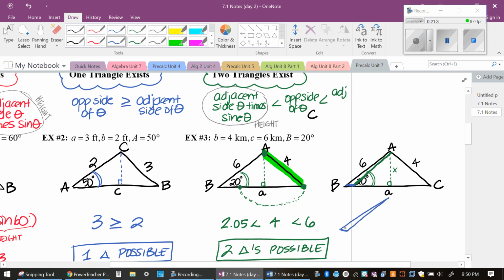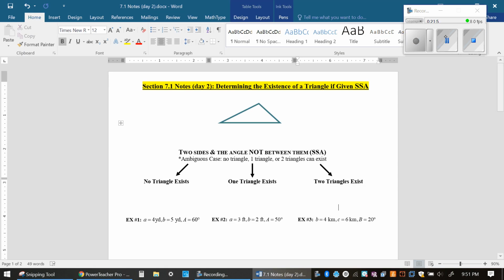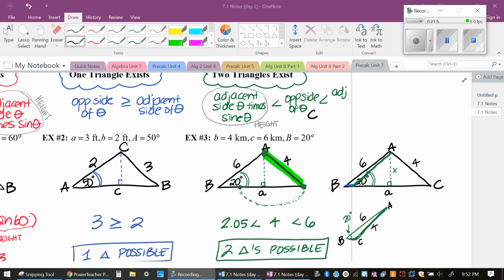So the 20 is still here. B is still here. We're keeping the 6 as originally given and the 4, but then angle C in the first triangle was acute, and angle C in the second is possible. I don't know why my program just shut down at that second, but you can see that this little triangle is still possible using the lengths of 6 and 4.